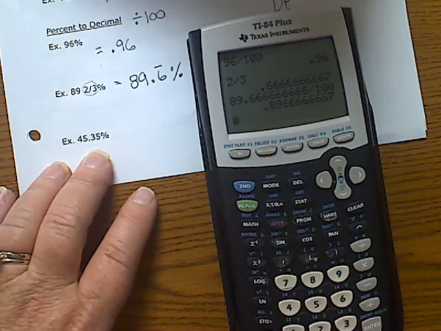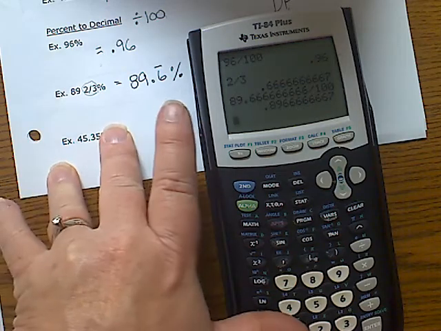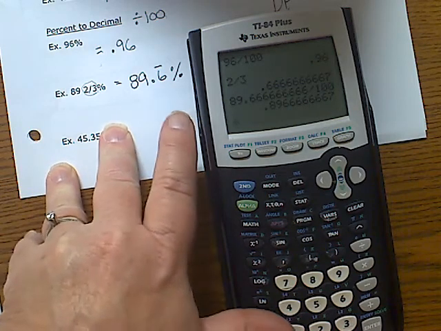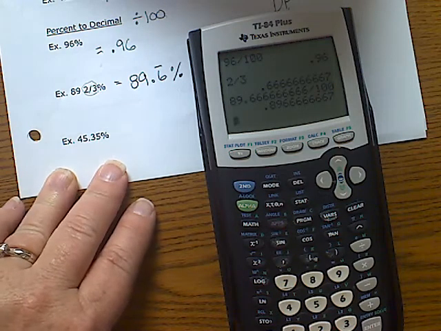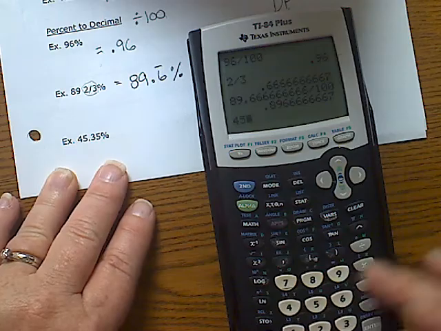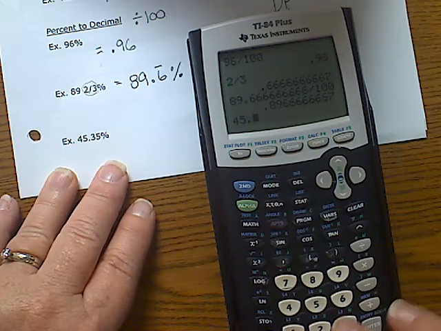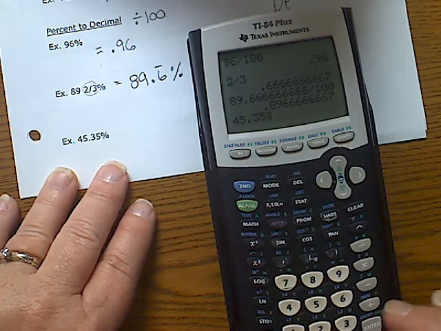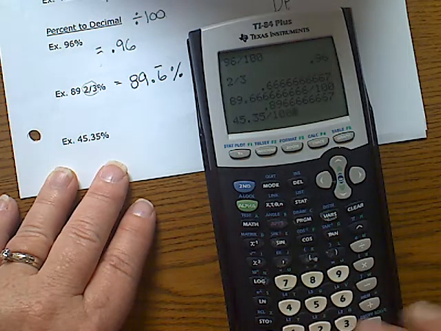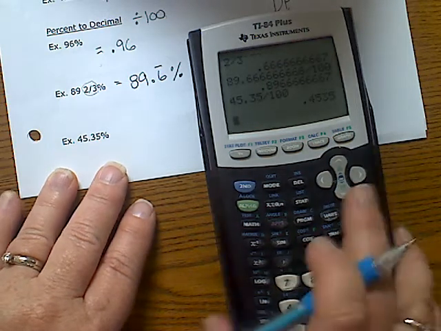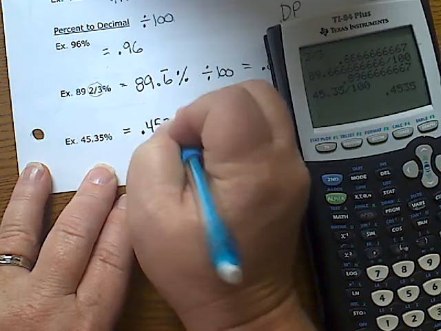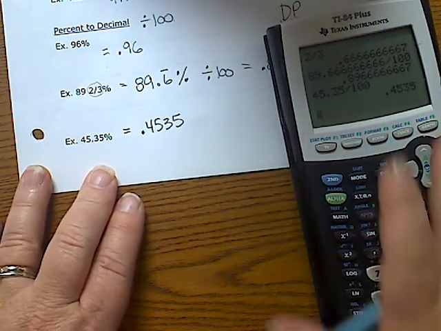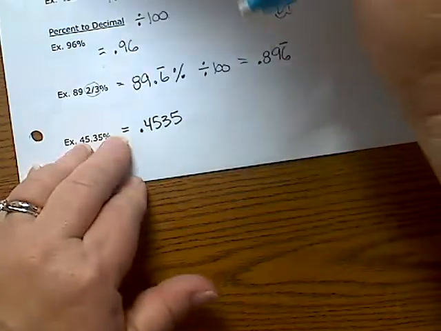You can't just take the percent away and say, oh, that's a decimal, because that's not the decimal equivalent to 45 and 35/100%. Okay? So 45.35 divided by 100, and I get 0.4535.